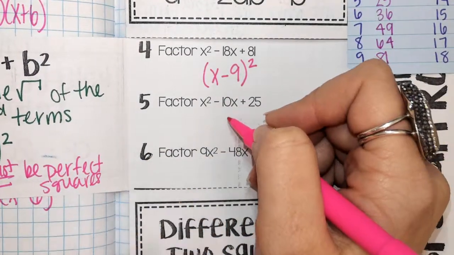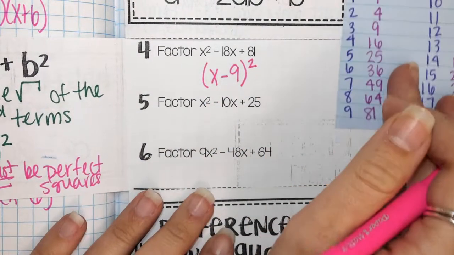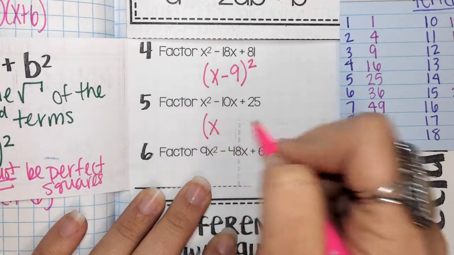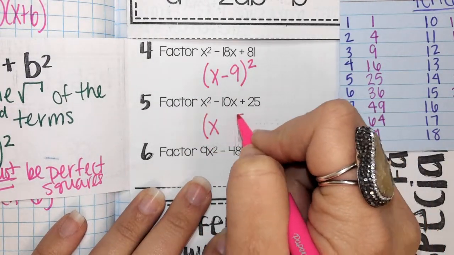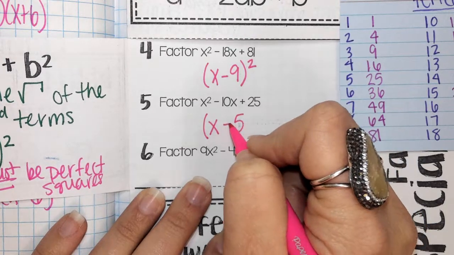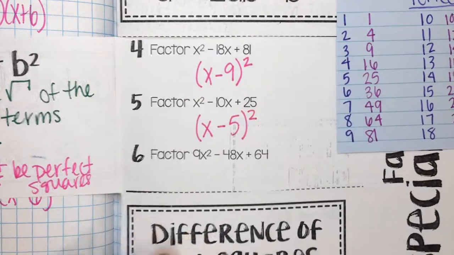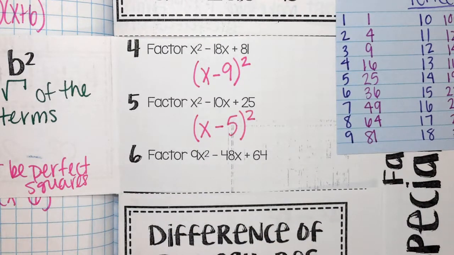All right, let's look at this one. Are the first and third terms perfect squares? Yes. What is the square root of x squared? What's the square root of 25? 5. What do I put in the middle? Minus, and then quantity squared. Oh, sorry.